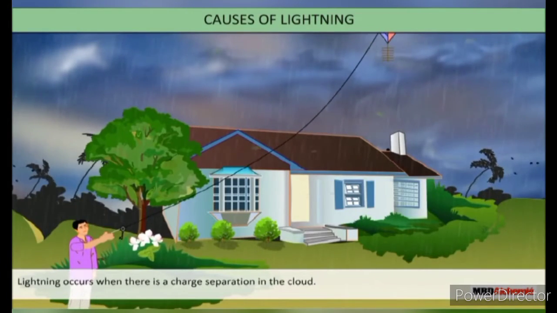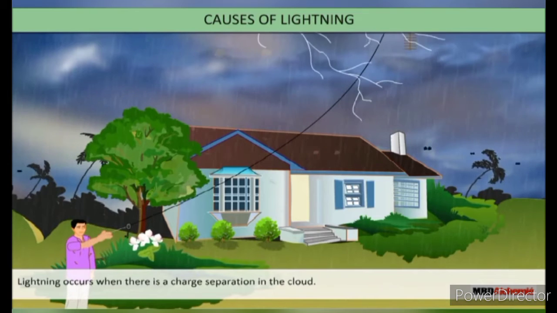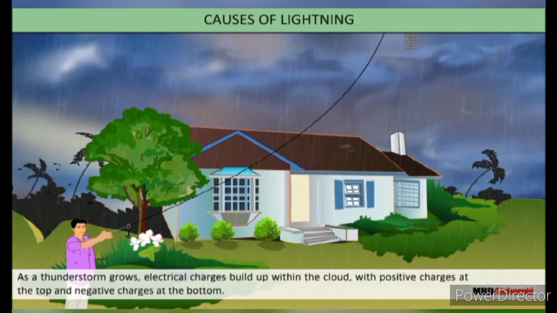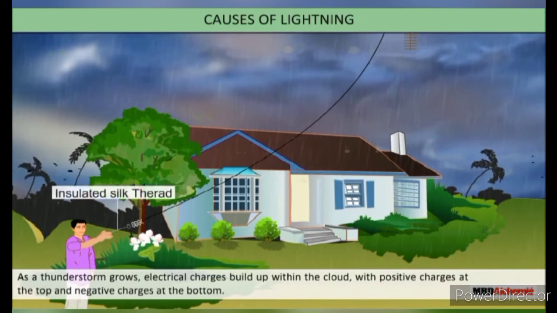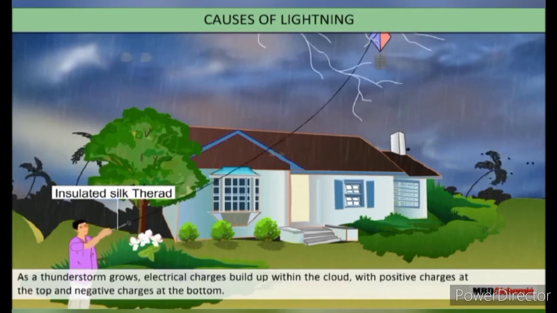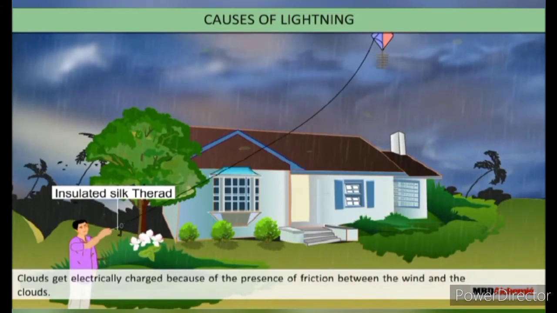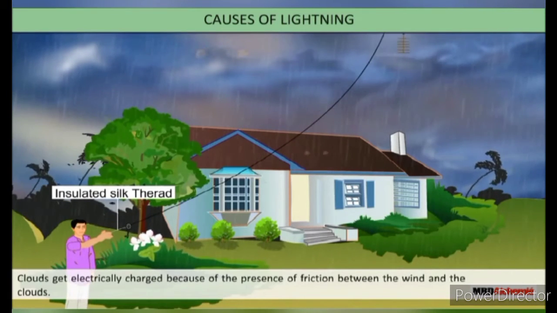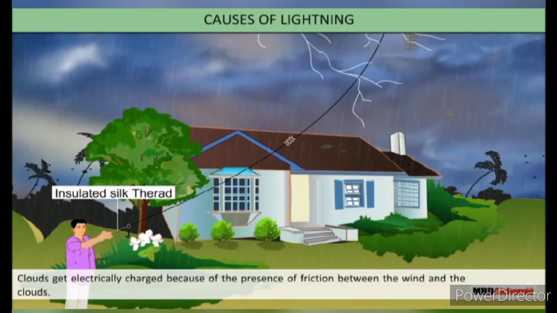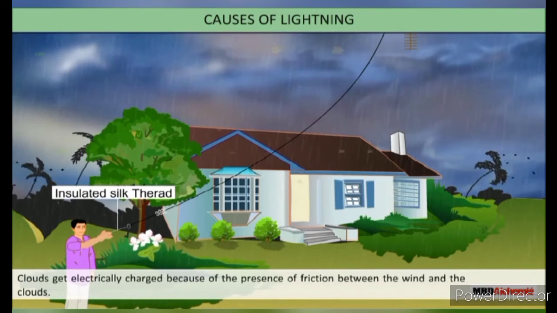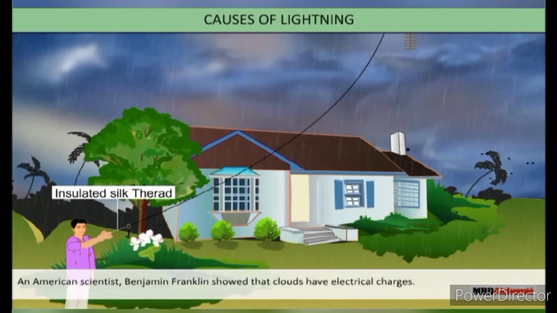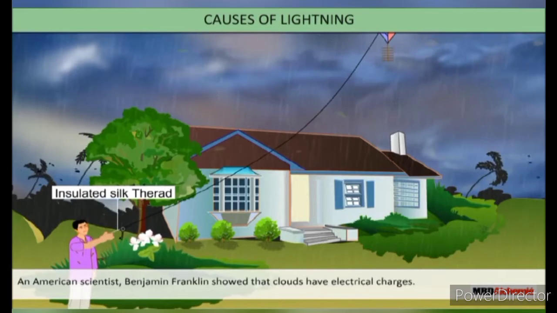Lightning occurs when there is a charge separation in the cloud. As a thunderstorm grows, electric charges build up within the cloud, with positive charges at the top and negative charges at the bottom. Clouds get electrically charged because of the friction between the wind and the clouds. An American scientist, Benjamin Franklin, showed that clouds have electrical charges.